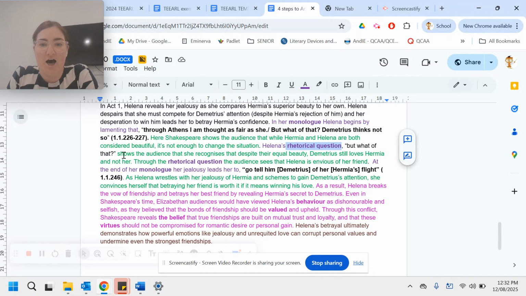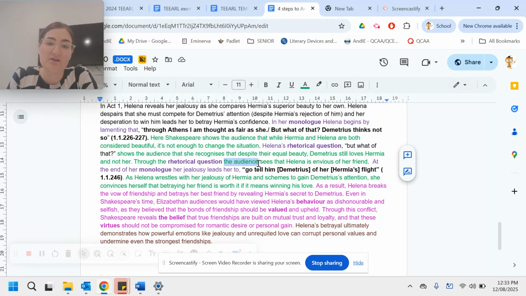Okay, so I've used a fragment here. But what of that? Because it actually comes up in the quote that I'm using, but by restating it, I'm showing my reader of my essay what part I'm actually talking about. So using that rhetorical question, it shows the audience that she recognizes that despite their beauty, unfortunately for her, Demetrius still loves Hermia. Through the rhetorical question, the audience sees that Helena is envious of her friend.